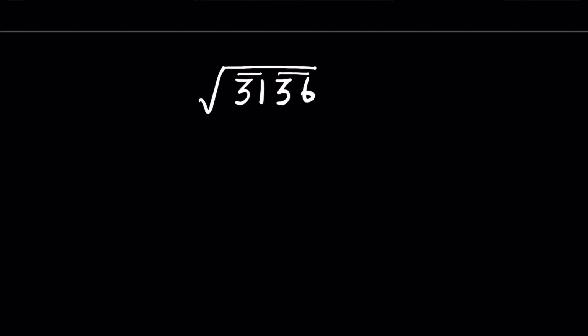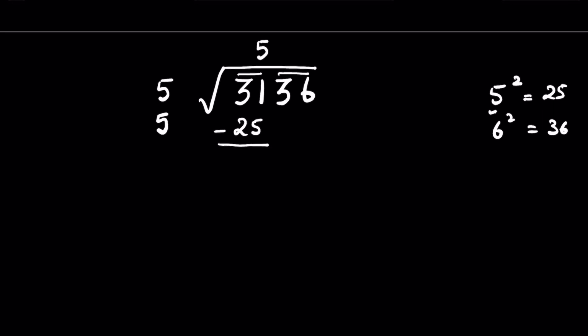Now square of 5 is 25. Square of 6 is 36. 36 will be greater than 31. So we will start with 5. So write 5 here. 5 times 5 is 25. You write 5 here. Subtract 6, 0. You bring these two digits down. Write 36. Add these two digits. 5 plus 5 is 10.